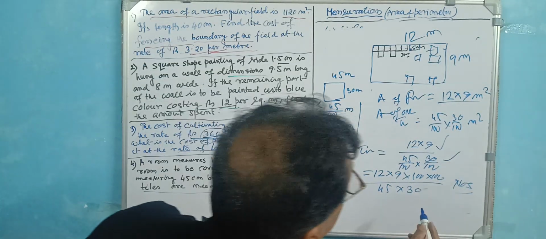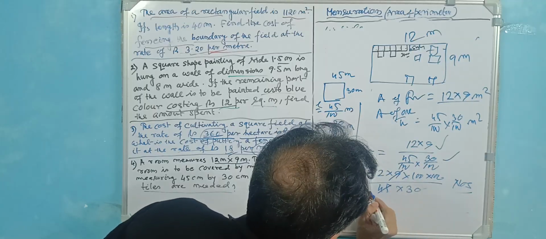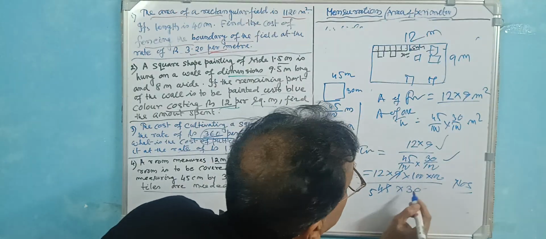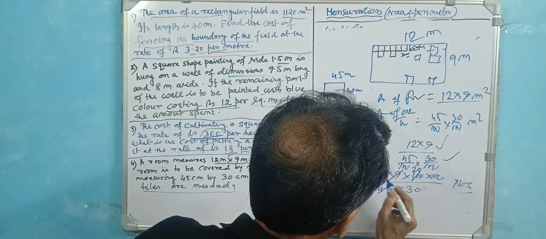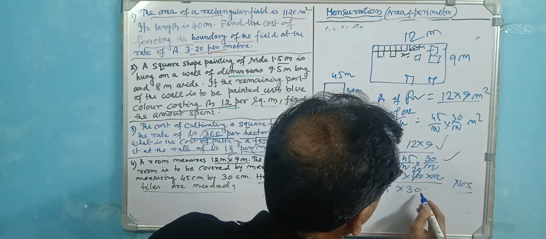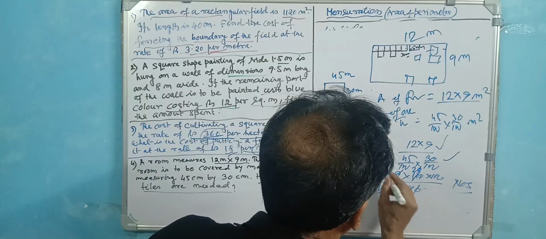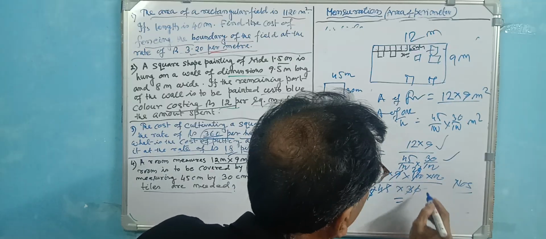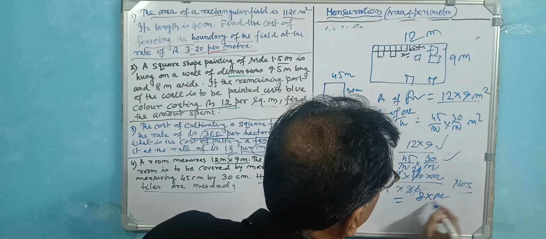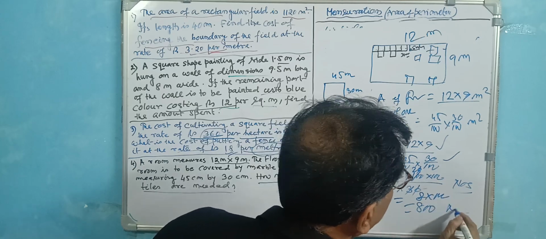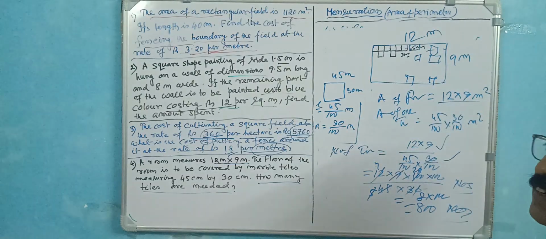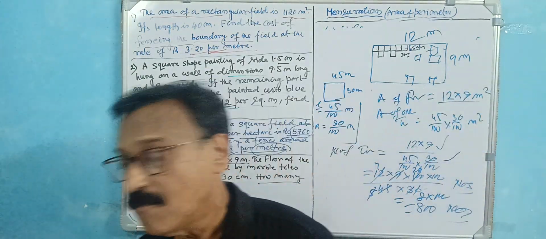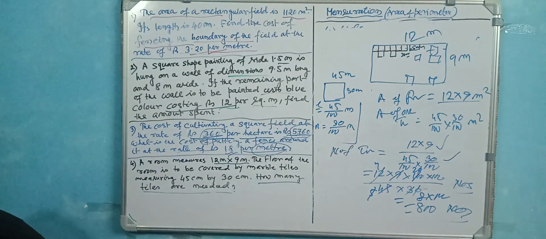So what is this? This is 5, okay, so this is 20, so this is 4, so 4 into 2 is 8, into 100, so 800. Number of tiles, how many tiles are needed? 800 tiles are needed to fully cover the floor. Is it clear to you? Is it okay? So in this way you solve this sum.